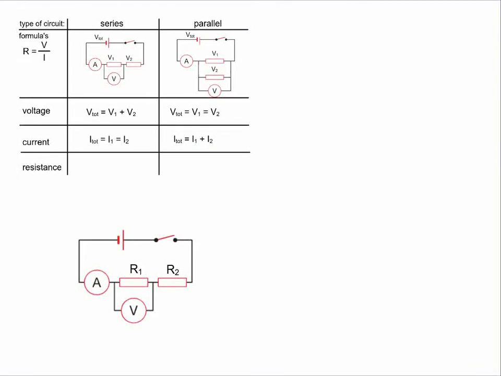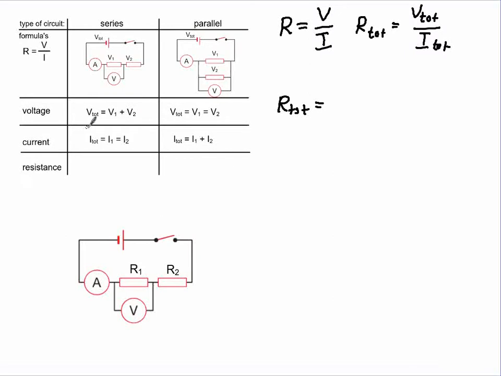Now suppose we've got a series circuit and we call the two resistors R1 and R2. So we know their resistance. And our task is to find a formula for the total resistance. Let's start by using this formula. We know that R total equals V total divided by I total. Total resistance, voltage and current. What do we know about the voltage?